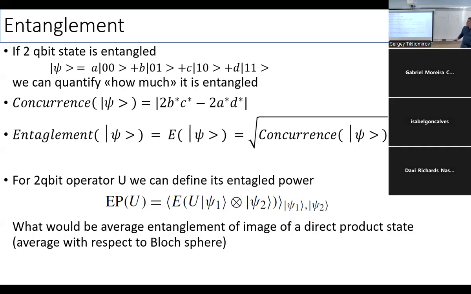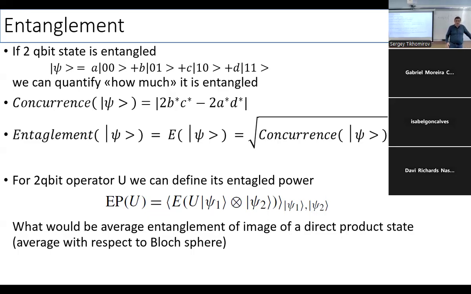Okay, but what I want to understand is how an operator can create entanglement. For this, I consider my operator and look at a direct product state and at the image of this state under the operator. So what is the operator doing with direct product states? Then there would be a certain value of entanglement for it.